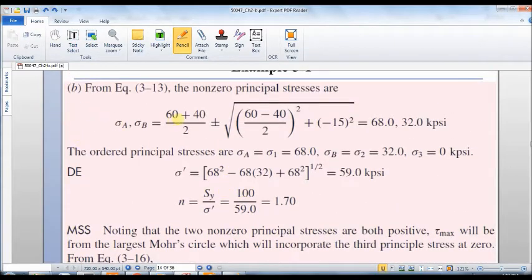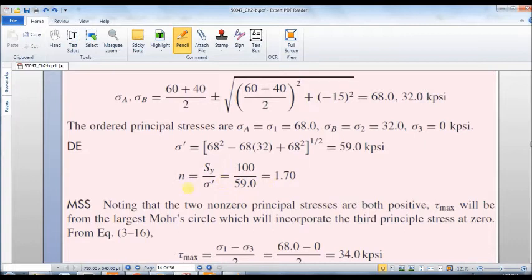Okay, so I will use the Mohr's circle equation to find the principal stress, and then we will have two principal stresses equal to 68 and 32 kpsi, sigma A and sigma B. Therefore, again, sigma 3 is 0. So we can substitute into the equation that I showed you earlier to find the effective stress, or sigma prime, and then we will find the factor of safety, which is 1.70.